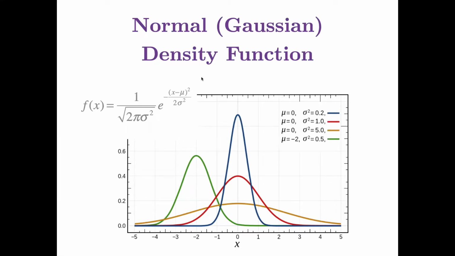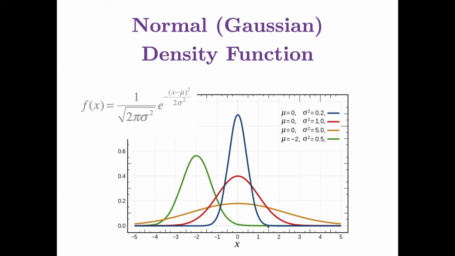Now up here I have the formula for that density function, and it has a pi in there and an e. It really only relies on two parameters though, which are the variance, sigma squared, and the mean, mu. This is the formula that gives us these density functions which describe the distribution.